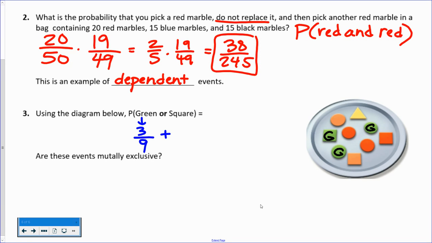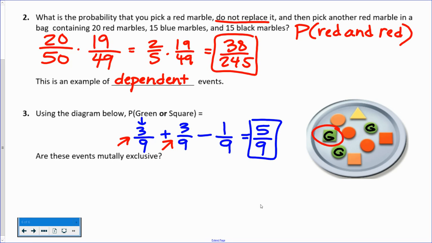Now I need to find the probability that it would be a square. Well, there are 3 squares out of the 9 objects. Then I need to double check. Do I have an overlap? Can I have a green at the same time as a square? Basically, do I have a green square? Yes, I do. So that means I have counted the green square here and the green square here. So I have to make sure I subtract the overlap of them together as the green square. So when I find this probability, 3 plus 3 is 6, minus 1 would give me 5/9.